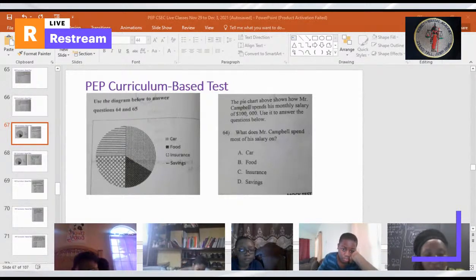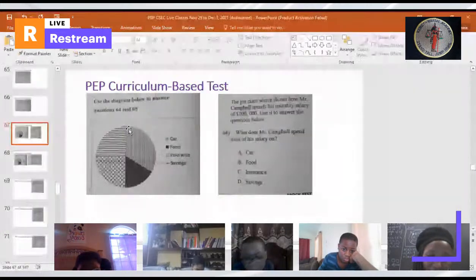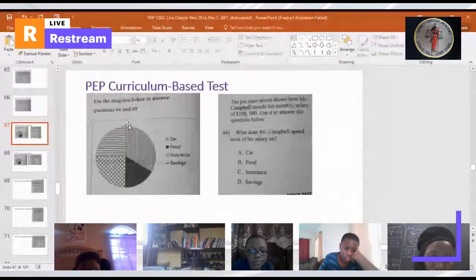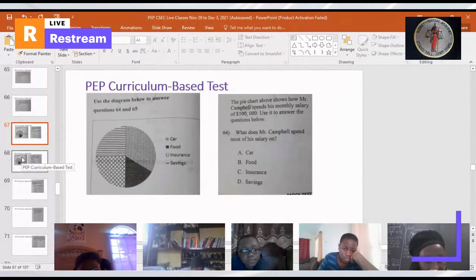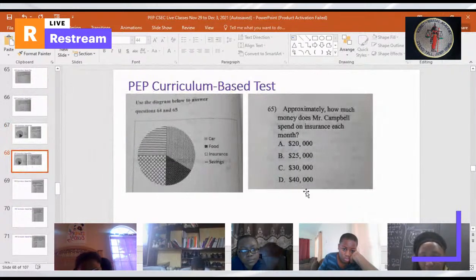Biggest chunk on the pie chart. So here we have the car. Here it is. That's the biggest chunk of the pie chart. So A is correct. The same pie chart we're using for number 65.